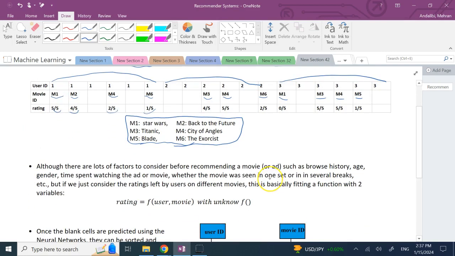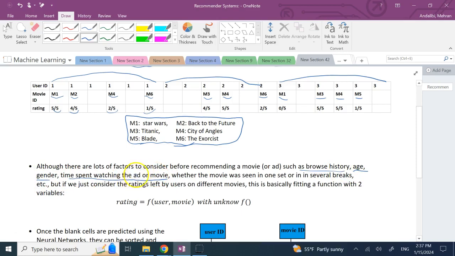By the way, as I said, in reality, there is a lot more that they have to look at. It's not just the rating. And you might ask, what other factors might they include? Well, for instance, your browse history. They look at that. They look at your age. They look at your gender. They look at how much time you spend watching a movie or ad, right?